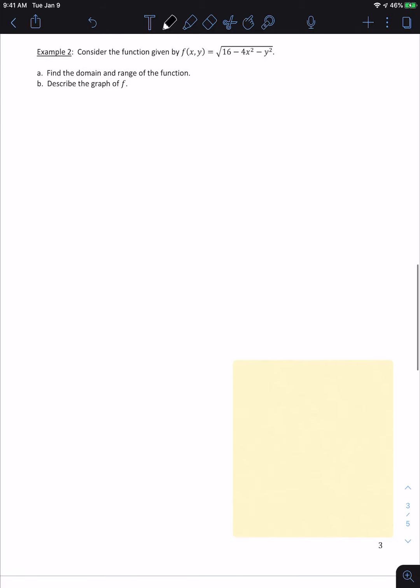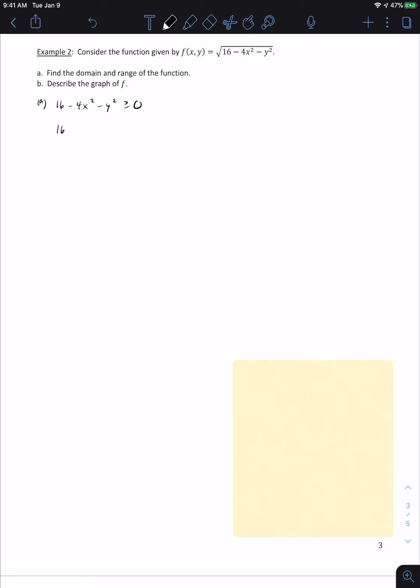Okay, so let's look at example 2 here. Consider the function given by f of x, y equal to the square root of 16 minus 4x squared minus y squared. First we want to find the domain and range, and after that we want to describe what the graph looks like. So part A, if I want to find the domain, same thing that we looked at in the last video, I would need whatever's underneath the square root, which is 16 minus 4x squared minus y squared, to be greater than or equal to 0, because then I will not plug in negative numbers underneath the square root.